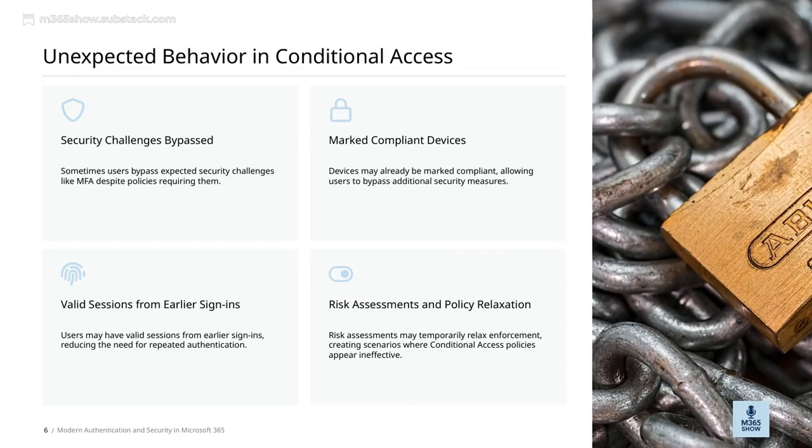Additionally, devices can be marked as compliant, which allows users to bypass some security measures. If a device has already been verified as compliant, the system might skip additional checks, making security appear less strict. Finally, there are cases where users manage to bypass expected security challenges, like multi-factor authentication, even when policies specify they should be enforced. All these points highlight how, in practice, some of the intended security controls can be temporarily relaxed or bypassed, which is important to keep in mind when managing security in Microsoft 365.